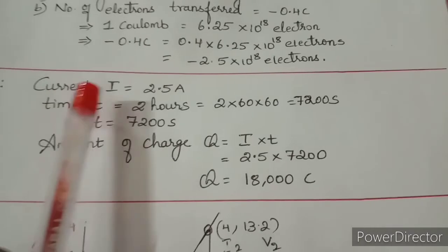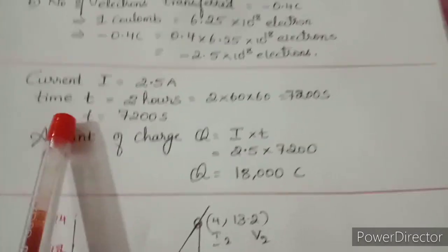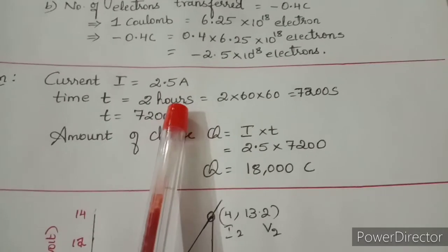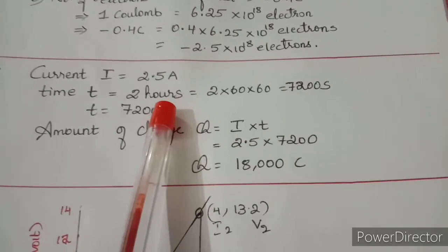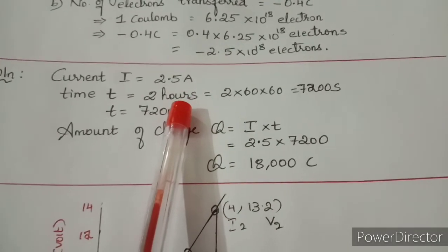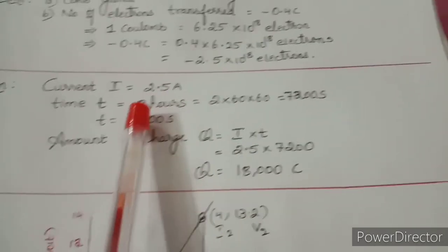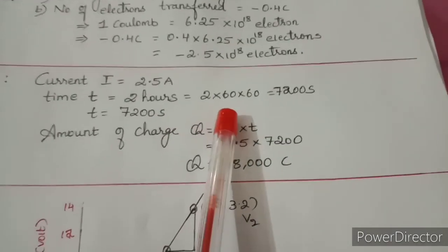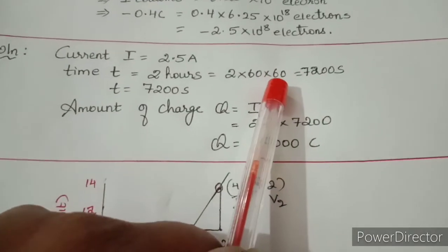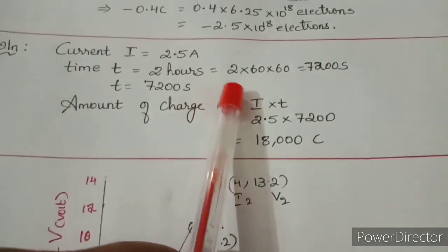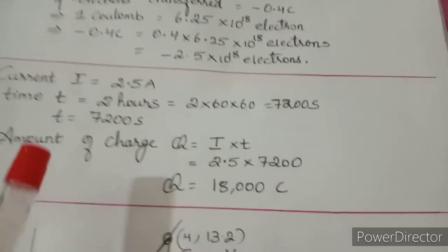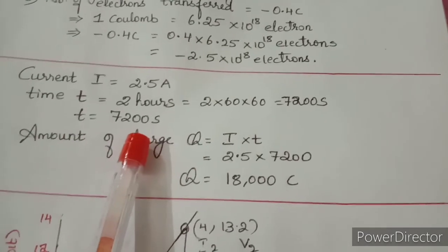See, current I is equal to 2.5 amps and time T is equal to 2 hours. But always during the problems, you have to convert these hours into seconds. So 1 hour is equal to 60 minutes, and in 1 minute you have 60 seconds, isn't it? So multiply 2 into 60, where one 60 is for minutes and another 60 is for seconds. 2 into 60 into 60 is 7200 seconds. So the time value is 7200 seconds.